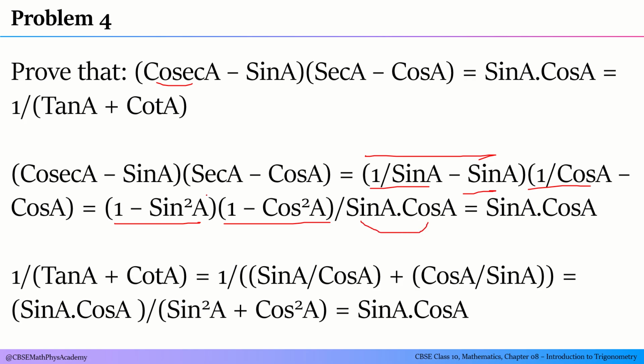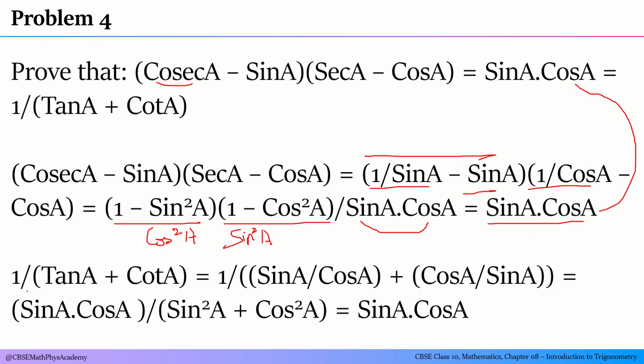This you can apply trigonometric identity. 1 minus sin square A becomes cos square A. Similarly, 1 minus cos square A becomes sin square A. So on the denominator you have sin square A into cos square A, and on the numerator you are going to have sin square A into cos square A. On the denominator you have sin A into cos A, which on simplification becomes sin A into cos A. So now we have proved this part. This middle term is equal to sin A cos A.